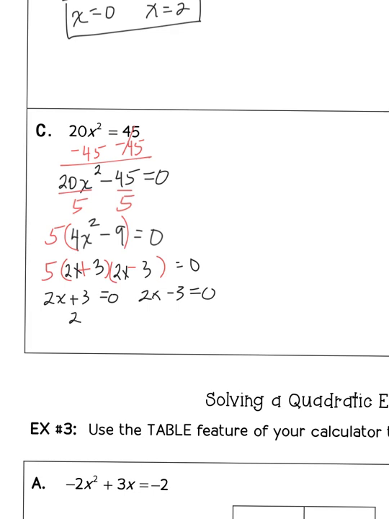So 2x is equal to negative 3, and then divide by 2, x is equal to negative 3 halves. Add 3, 2x is equal to 3. Divide by 2, x is equal to positive 3 halves.